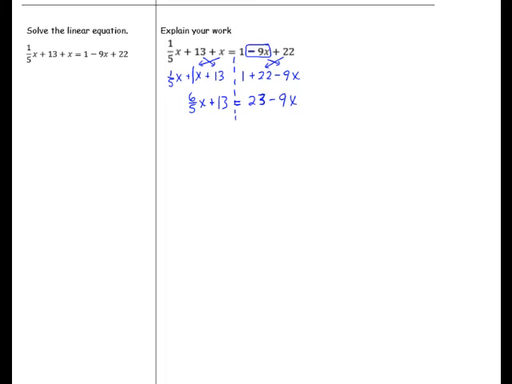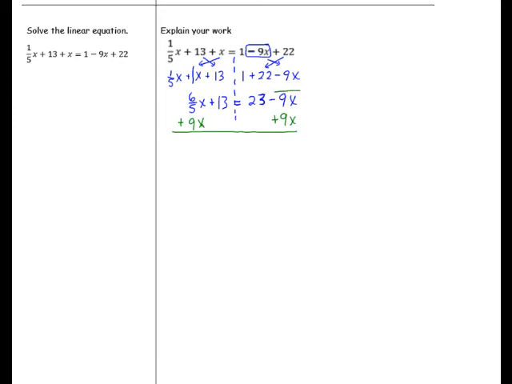Well, remember that our goal is to get our variables on one side of the equation by themselves. So I'm going to choose to work with the variables first. So now I have to decide, do I want to subtract 5x from both sides of the equation, or do I want to add 9x to both sides of the equation? Well, I don't know about you, but I prefer addition. So I am going to add 9x to both sides of the equation. This is the addition property of equality.